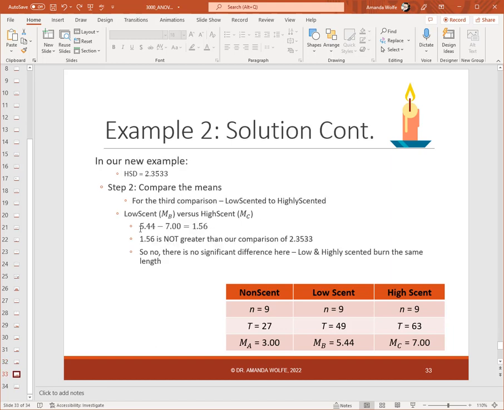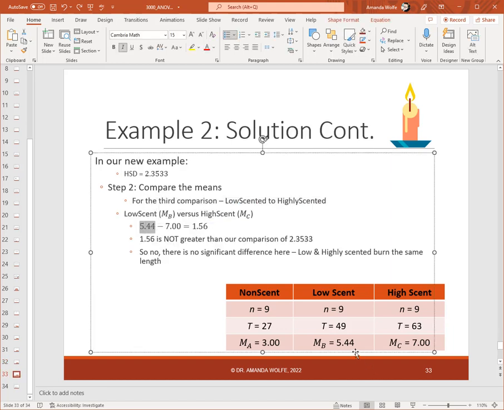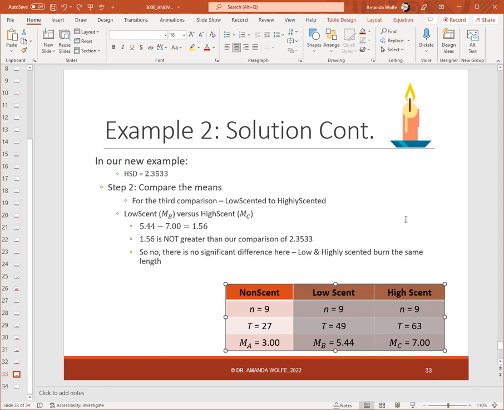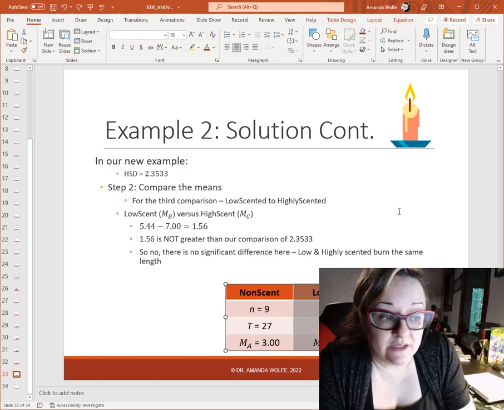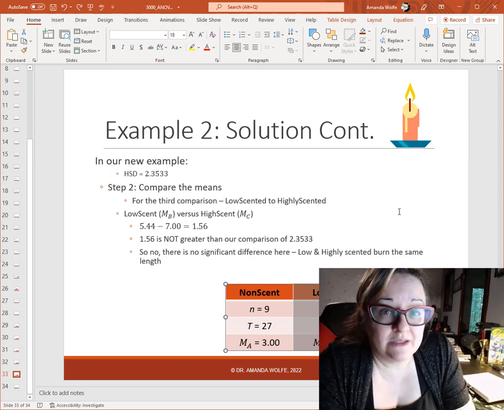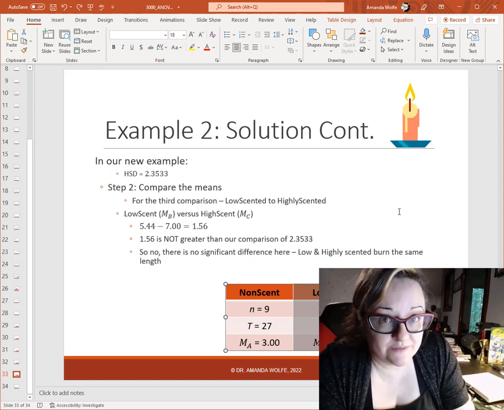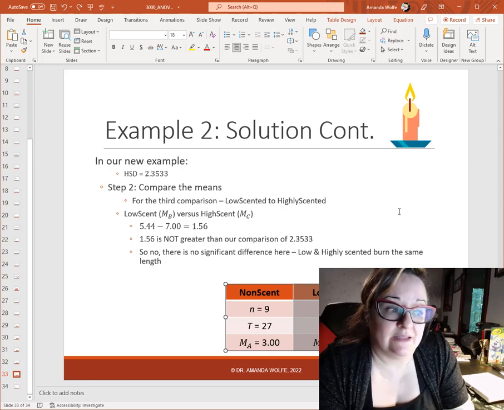So for this one, again, 5.44, the average for the low scent, minus 7, which is the average for the high scent, is only 1.56. That is not greater than our comparison value for our Tukey's post hoc, which means there is no significant difference between the low and high scented candles. Again, see, 7 is greater than 5.44, but it's not greater enough to say that it is significantly different.